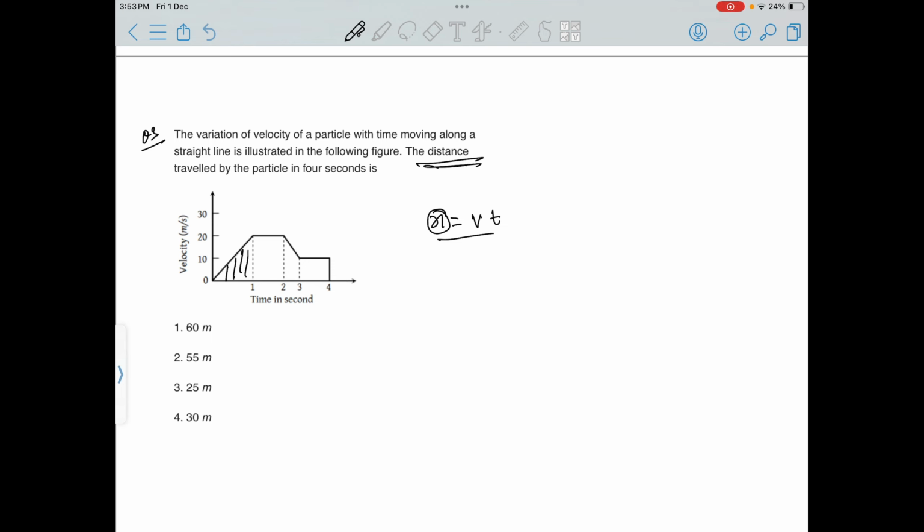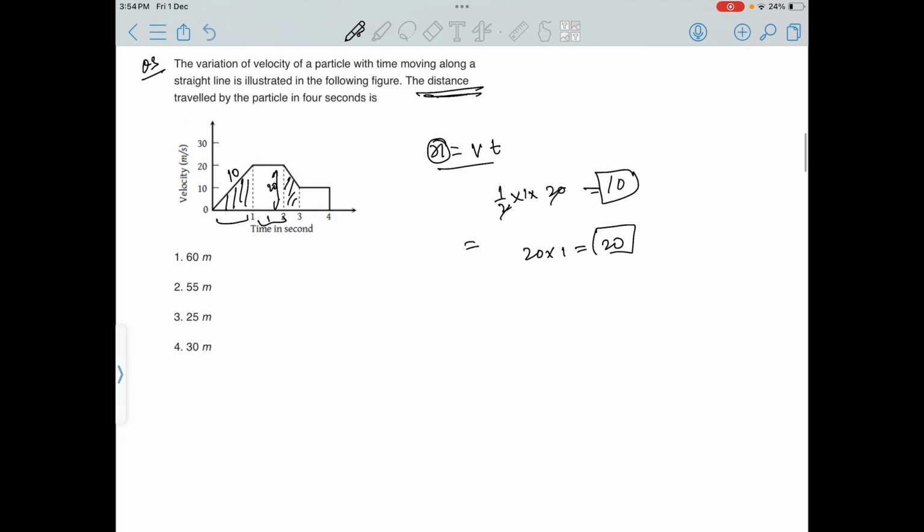Suppose, what is this area? The height is 20. This area is 10. This will be a rectangle, so 20 in this is 1 and this is 20. So the area of the rectangle will be 20 into 1, so 20. Suppose this is a trapezium. Sum of parallel sides: 10 plus 20, into height 1, so 30. You simplify that, it will come 15.